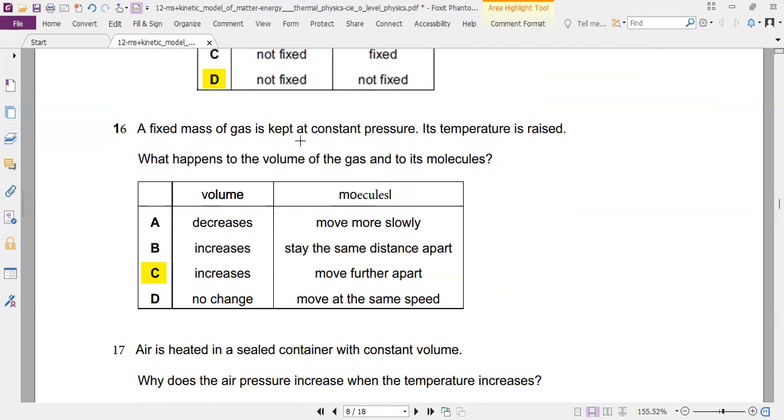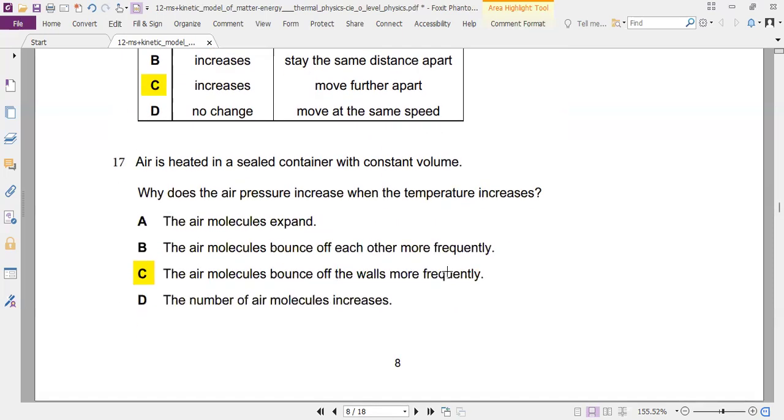So when the temperature of a gas is raised and the pressure is constant, the volume will increase, and that will make the gas molecules move further apart. When the pressure is constant, the volume is allowed to expand. When the volume increases, this gives the molecules more space so they move apart. Question number 17.